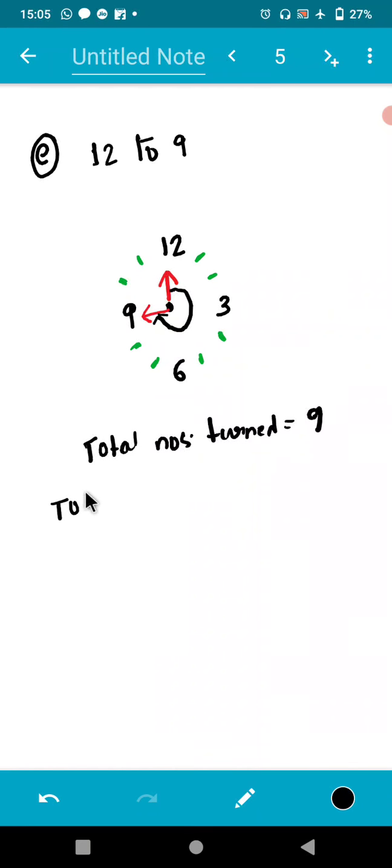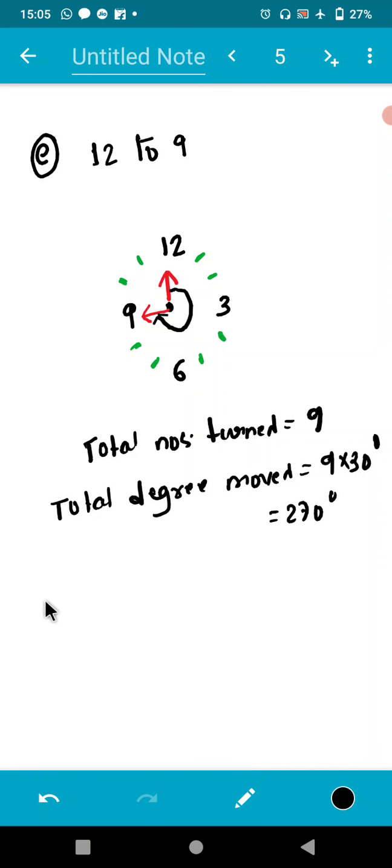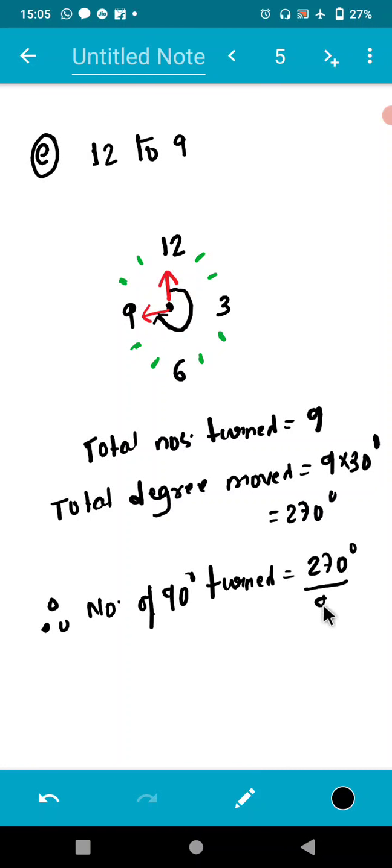So total degree moved would be equal to what? 9 into 30 degree, that is 270 degree. Now finally, the number of 90 degree turns would be equal to, we have to divide this 270 by 90. So that is 3. So how many 90 degrees have we moved? 3.